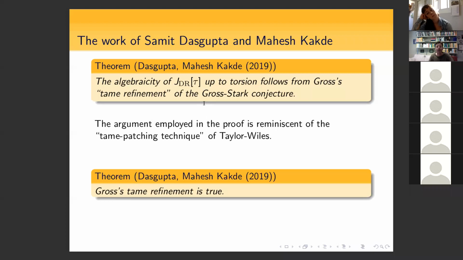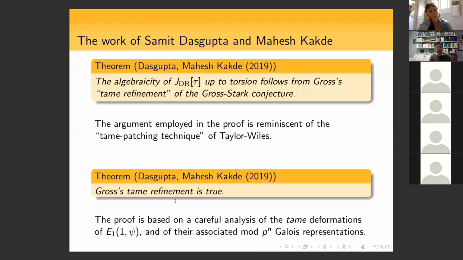So that meant that they were able to reduce the full algebraicity to something which is in the same circle of ideas as the Gross-Stark conjecture, this kind of tame refinement. And then they went off and proved the tame refinement. They also showed in a separate work that Gross's tame refinement is in fact true unconditionally.